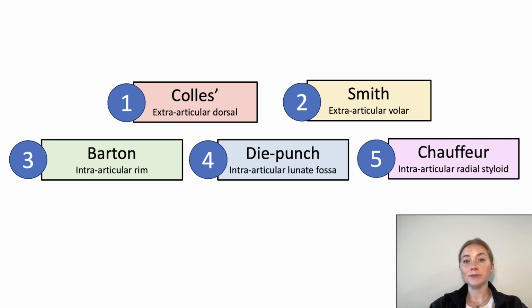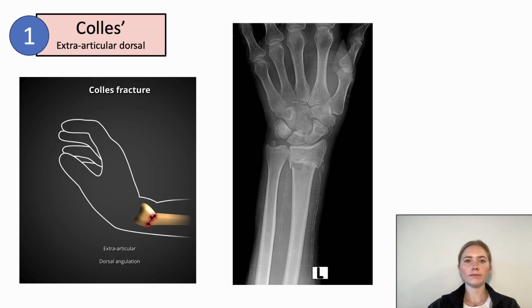The 5 common types of distal radius fractures that we will discuss are the Colles fracture, which is an extra-articular dorsal fracture, the Smith, also extra-articular but volar, Barton, an intra-articular rim fracture, die punch, an intra-articular lunate fossa fracture, and the chauffeur fracture, which is an intra-articular radial styloid fracture. So these are all variations of distal radius fractures. The first type of distal radius fracture that we will discuss is a Colles fracture.